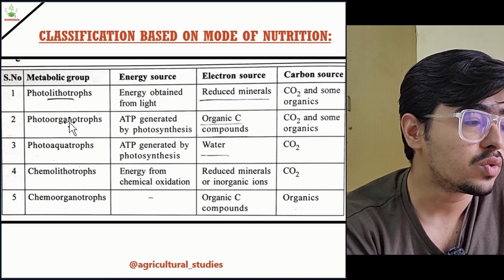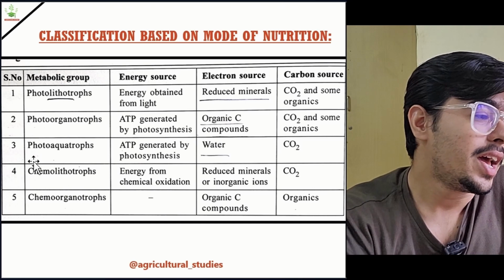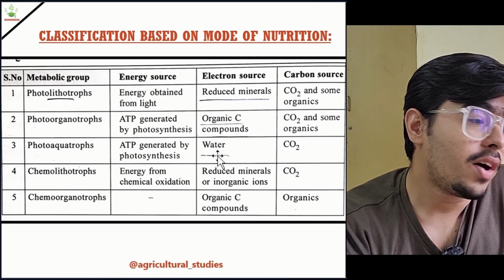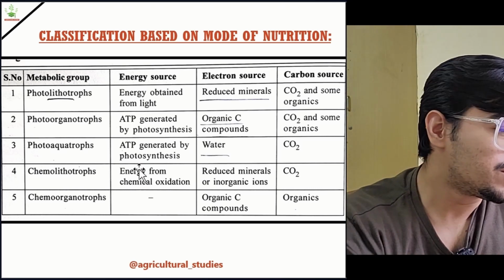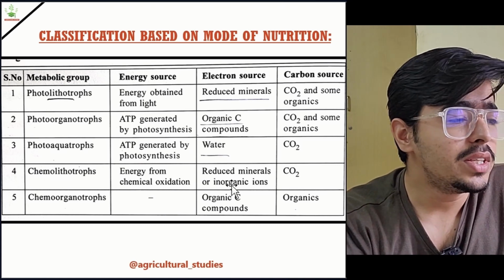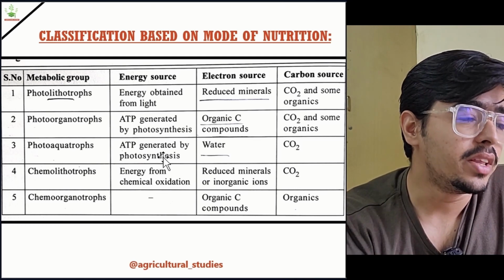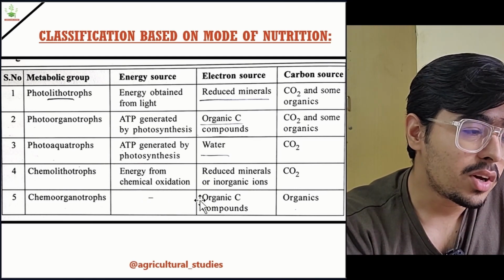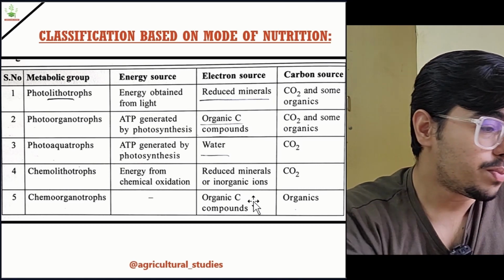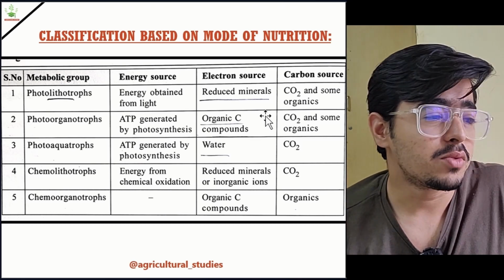And then photoorganotrophs have organic carbon compounds as the electron source. Organo means that an organic carbon compound is the electron source. And when there is photo aqua, aqua means there will of course be water. Chemo means they require energy from chemical oxidation, and litho means reduced mineral, right? And chemo means the energy is from chemical oxidation, but the electron source should be organic carbon compounds.